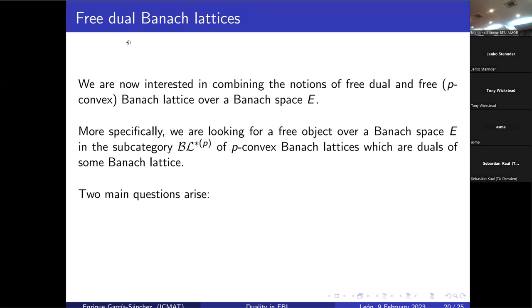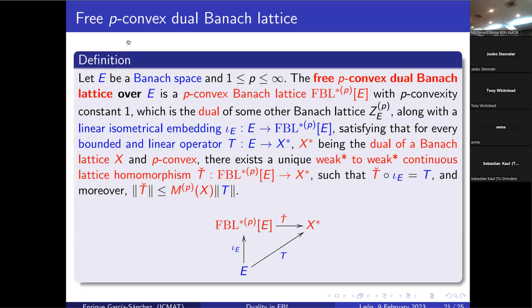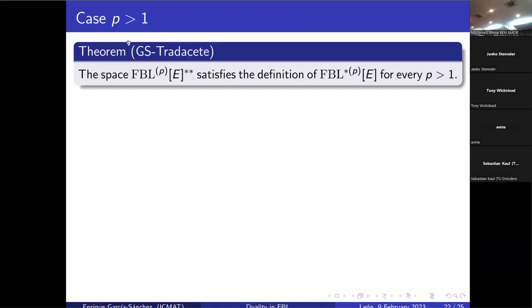With this, we have two questions. First of all, can we define a free object in the same fashion as before? If so, can we give an explicit construction as we did with the free p-convex Banach lattice? So we have some partial answers. We have total answers to some cases and partial answers to the others. This is the definition. Here, the only changes are that our extension now will be a weak star to weak star continuous lattice homomorphism and an adjoint operator, because we are working in a category of dual Banach lattices in this case. Again, the norm of this extension is bounded by the p-convexity constant and the norm of the operator.